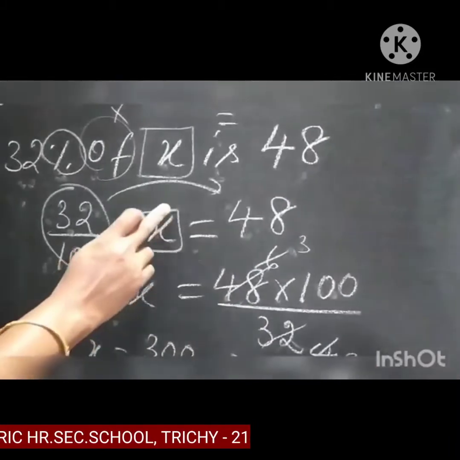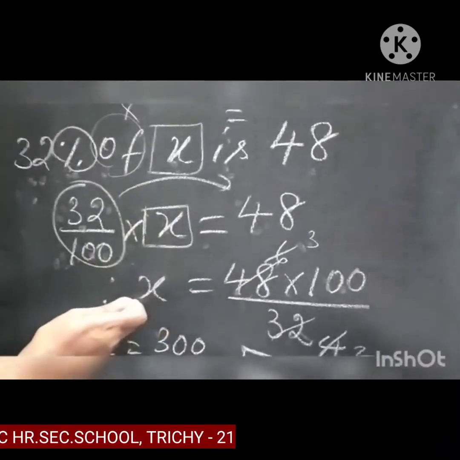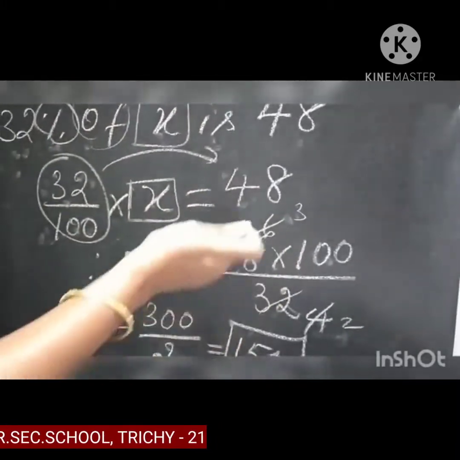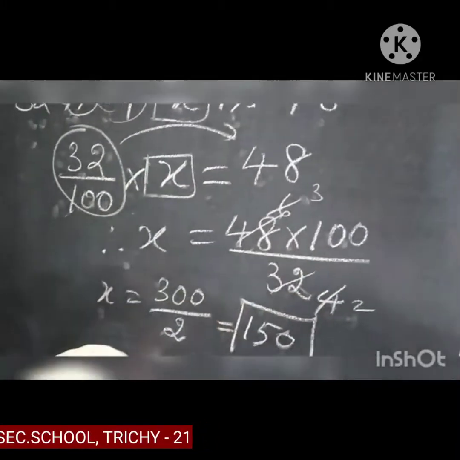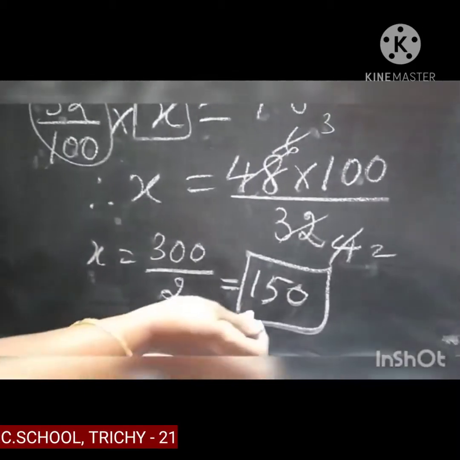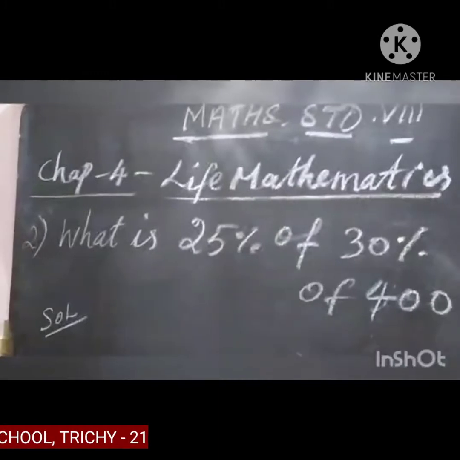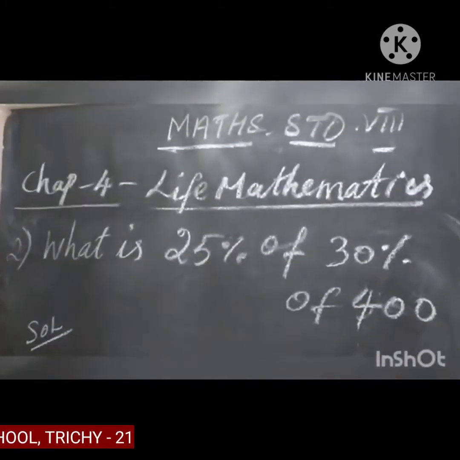So you want to find out the value of x only, so keep the x on the left hand side. You can transfer all the numbers to the right hand side. So simplify the numbers, and you find the value of x equal to 150. This is the value of x. Is it clear? Okay students, now let us see the second sum.